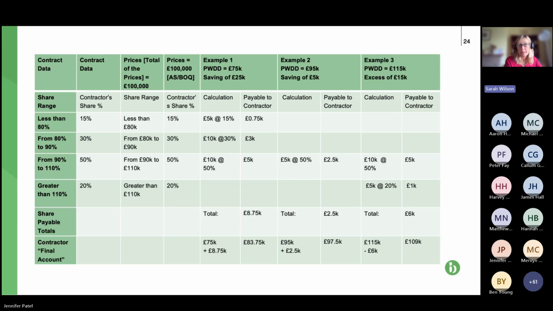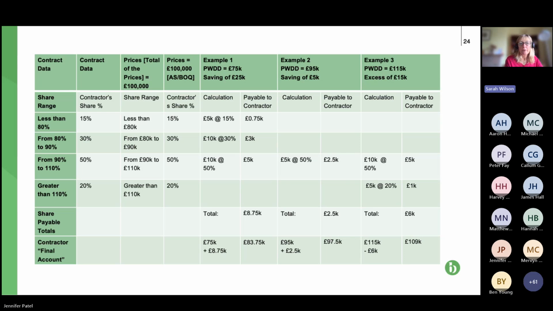You then move down from the 80 to 90% because we're working on a target of 100,000, which makes it easy. We know that that's 10,000. So in the 5th column, we've got £10,000. And we know from the second column along that same line that the contractor's share is 30% here. So it's 10,000 times 30%, 3,000.